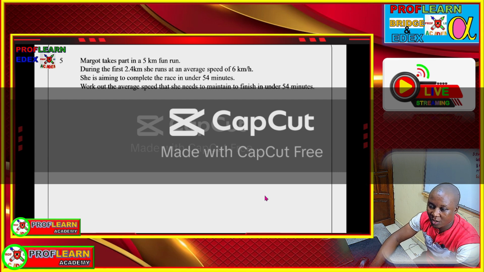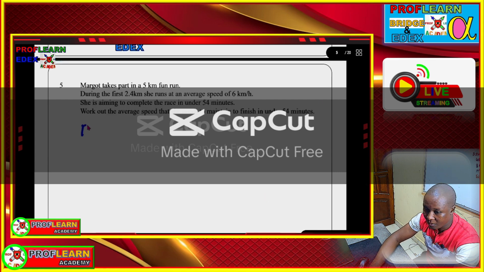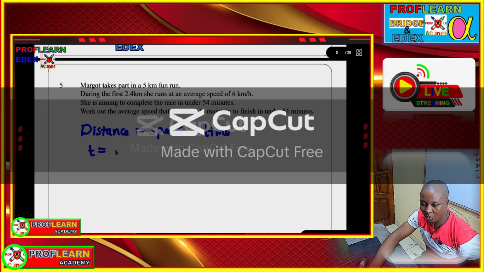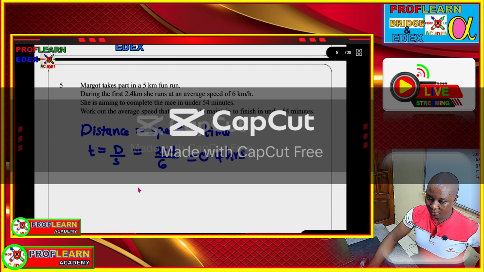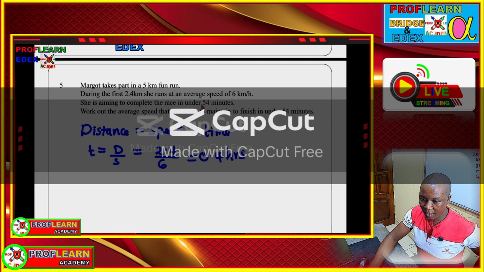So the first thing that we need to remember is that distance is equals to speed times time. And in order to work out this, we are going to first work out the time she took to cover the first 2.4 kilometers. So this is going to be the distance, which is 2.4, divided by the speed, which is 6 kilometers. And that is going to translate to 0.4 hours.